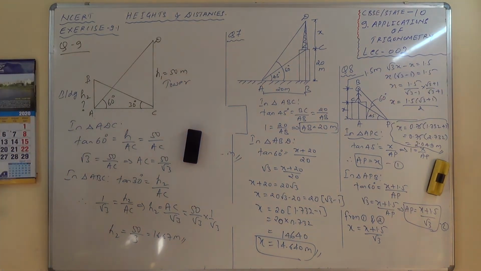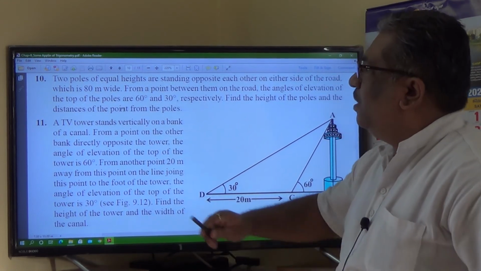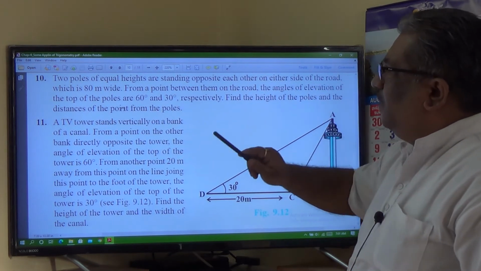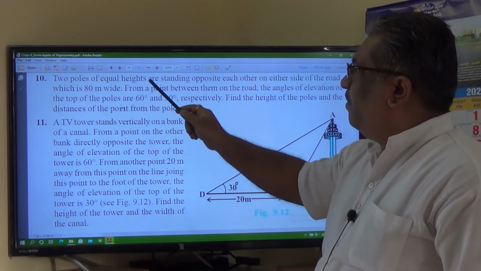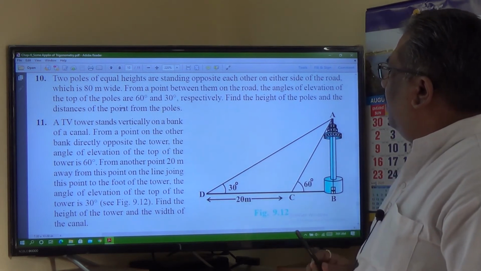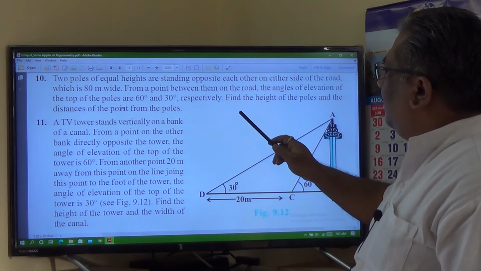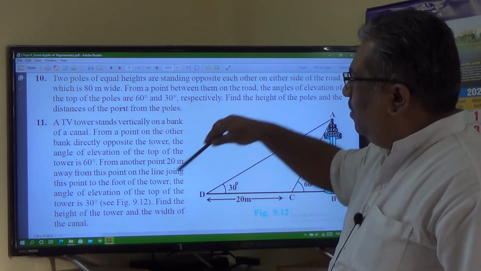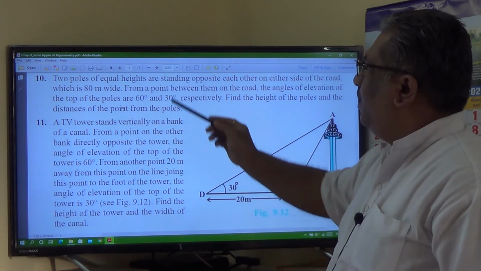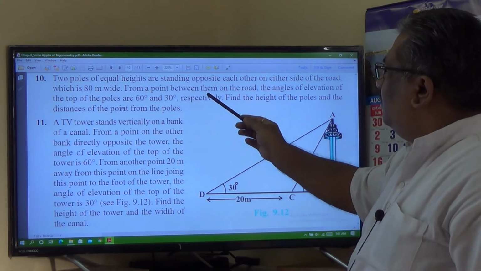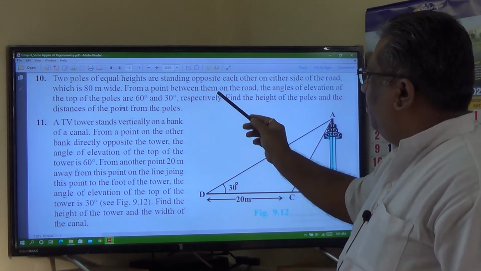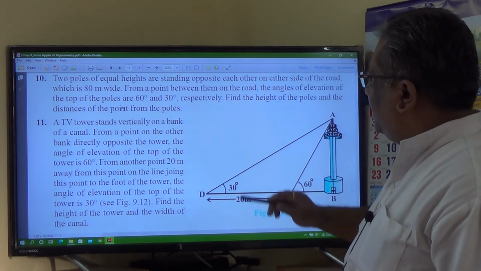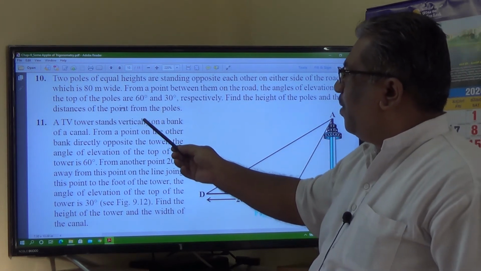So make a note of this one. 10th question. Two poles of equal heights are standing opposite to each other on either side of the road. There is a road and two poles of the same height standing on opposite sides of the road. From a point between them on the road, the angles of elevation of the tops of the poles are 60 degrees and 30 degrees respectively. Find the height of the poles and the distances of the point from the poles.